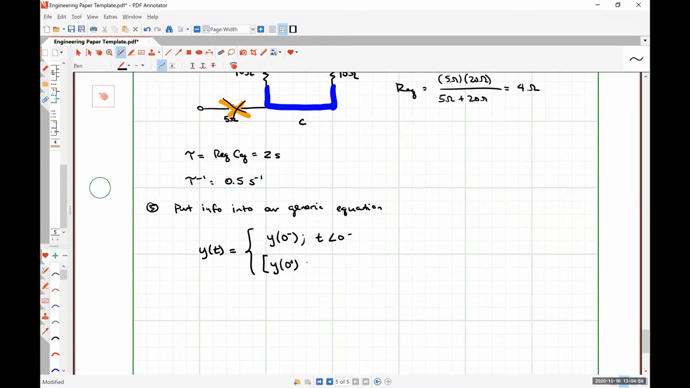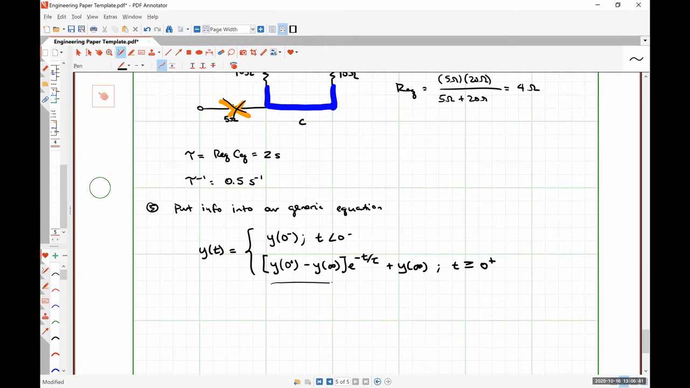y at 0 plus minus y at infinity, e to the minus t over tau, plus y at infinity for t greater than or equal to 0 plus. And the reason that we have to make this change is because this is what's ensuring that our capacitor voltage doesn't change abruptly between t equal to 0 minus and t equal to 0 plus. Right?